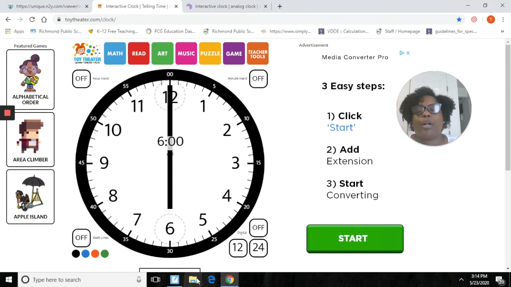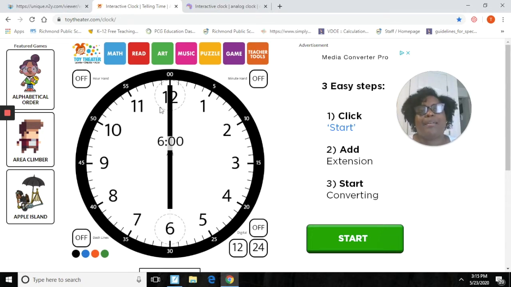You're going to have your mouse. You take your mouse, and on my computer I can use my finger, but not on this one. So you're going to have to use your mouse to move your hands, okay? So this is 6 o'clock. We know that whenever that minute hand is pointing to that 12, we're going to say o'clock. So our hour hand is pointing to the 6, and our minute hand is pointing to the 12, and we say 6 o'clock. What time is it? 6 o'clock. Okay.